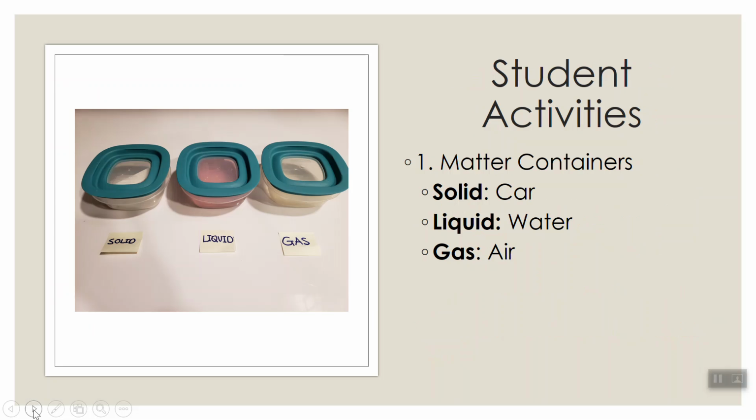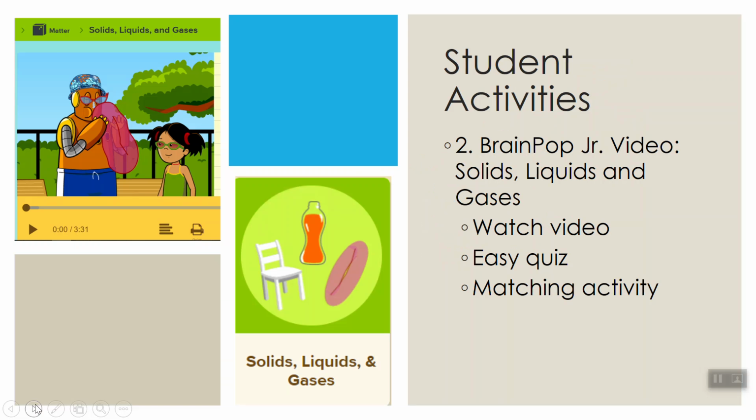So my first activity, I will be using matter containers. I will have 3 different containers. My first container will have a toy in it representing a solid. My next container will have water in it, which I have dyed, to represent a liquid. And my third container will be closed shut with air to represent a gas. This is a great conversation starter to get the students engaged into understanding the different states of matter.